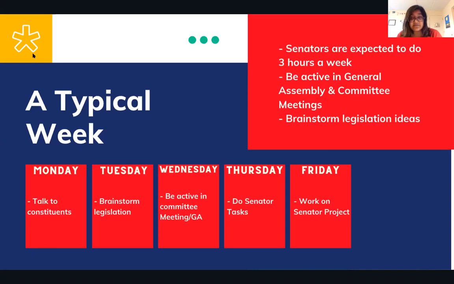Wednesdays are the days. Every other Wednesday you will have General Assembly, and every other Wednesday you'll have committee meetings. So each Wednesday at 3 p.m., it's either a General Assembly meeting or a committee meeting. Be active in those roles, especially in your committee meeting. General Assemblies at first might seem a little daunting, but you can start to be active in your committee meetings.